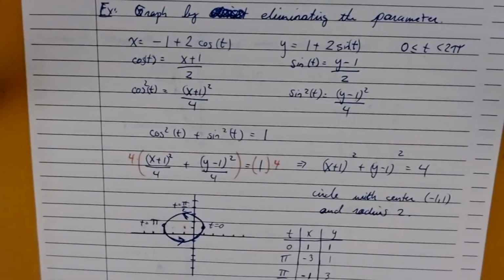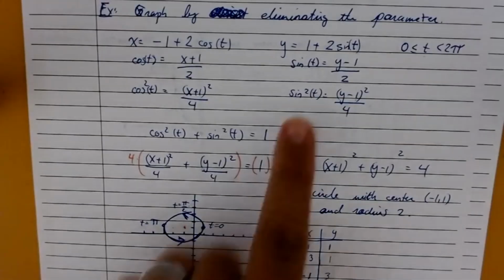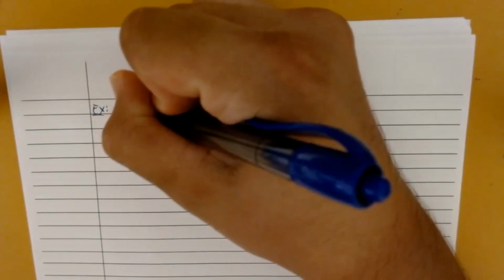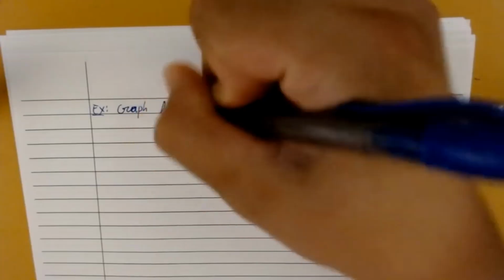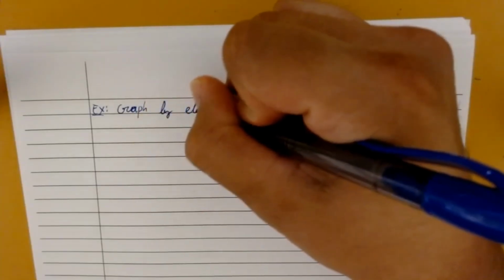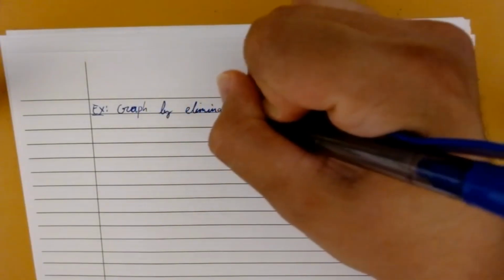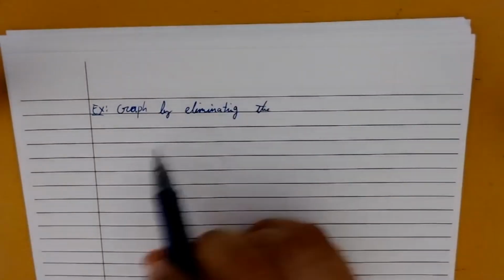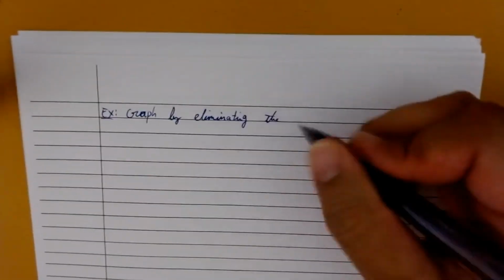All right, so let's go ahead and have you give it a try. Take the following parametric equations and graph them by eliminating the parameter. So try the following two. You're going to graph by eliminating the parameter. Don't forget, just because you've eliminated the parameter doesn't mean you don't need the orientation. That's still part of the graph.